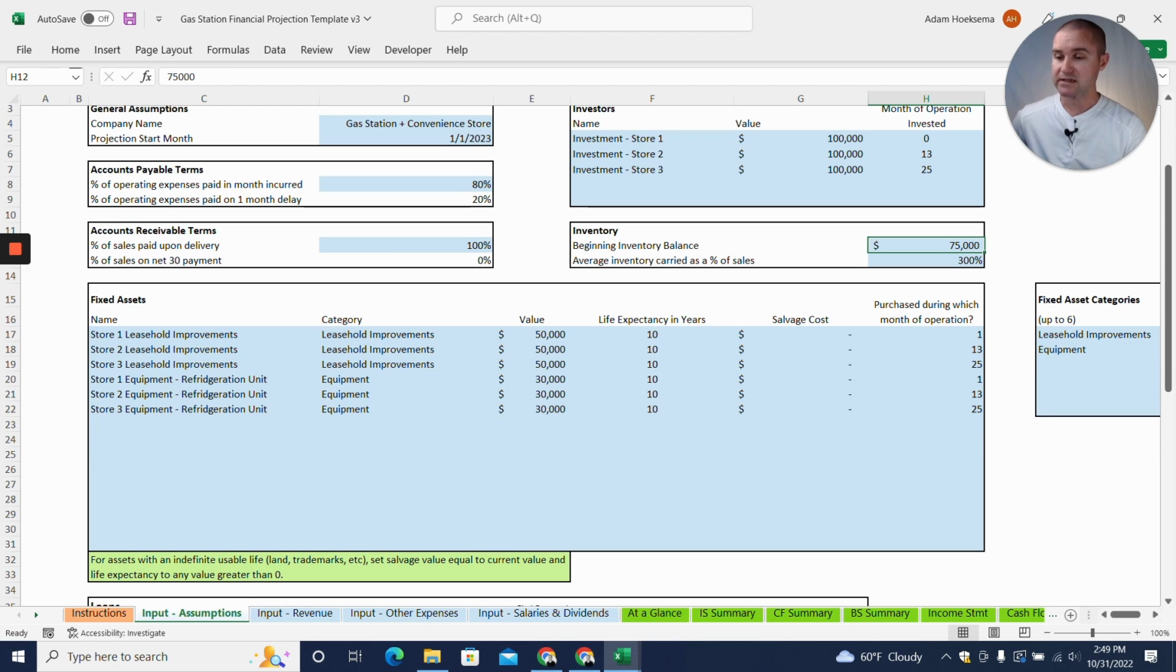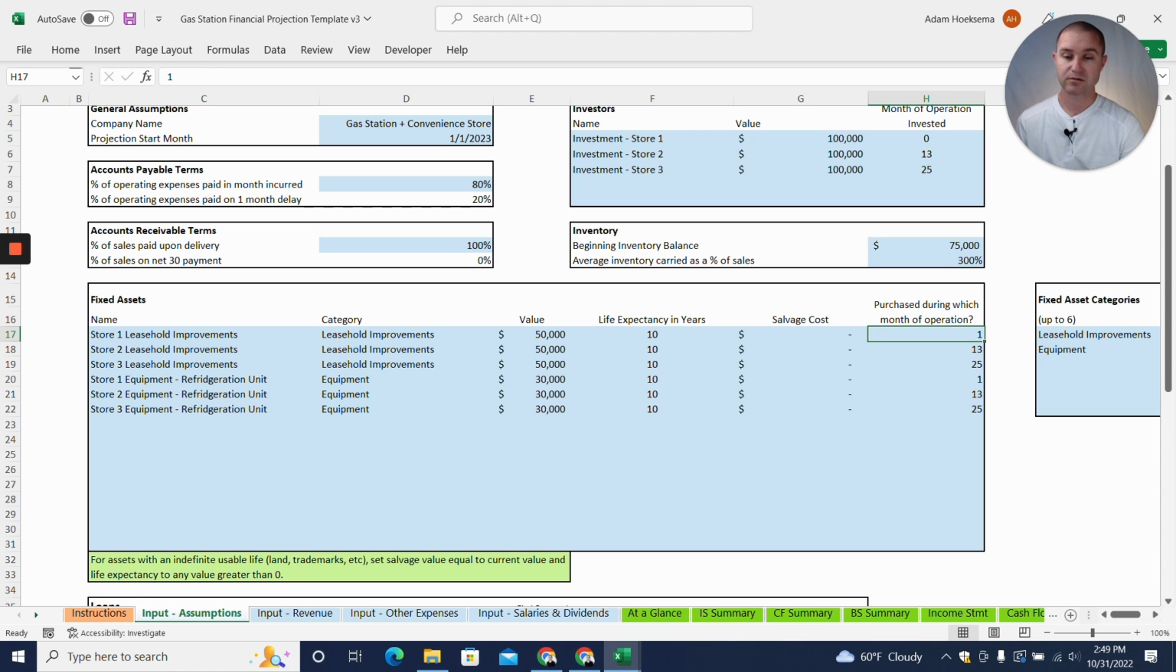Now you'll have fixed assets. In this model, we are assuming that we don't own the property. You could own the property, have the whole build out and startup costs, which would probably be much higher than if you are purchasing the building, and you own the land and the property and all that infrastructure. But in this model, we're basically just assuming that we are operating this gas station and leasing the facility. So we have leasehold improvements that we assume we're going to put in, $50,000 per store for each of those stores.